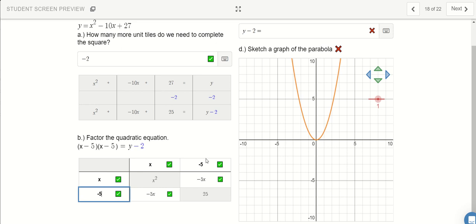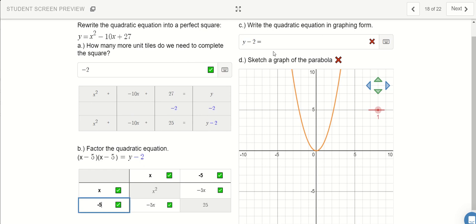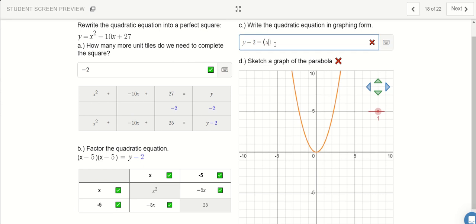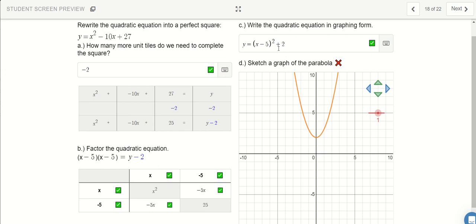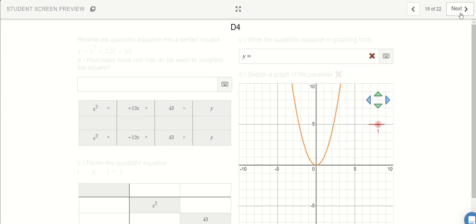Right? Negative 5 times negative 5 is 25. X times negative 5 is negative 5x. So everything checks out. So we can write this equation as x minus 5 squared. But again, we still need to deal with this minus 2. So let's go ahead and add 2 to both sides. Right? And so this is what it's going to look like. I'm going to move it up 2. Shift 2. And again, backwards, minus 5 actually means to the right 5. 2, 3, 4, 5.